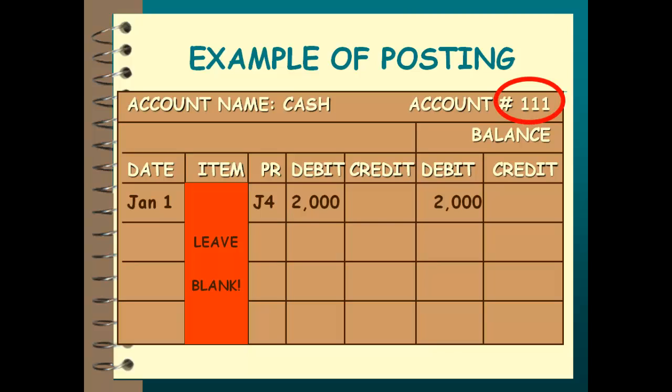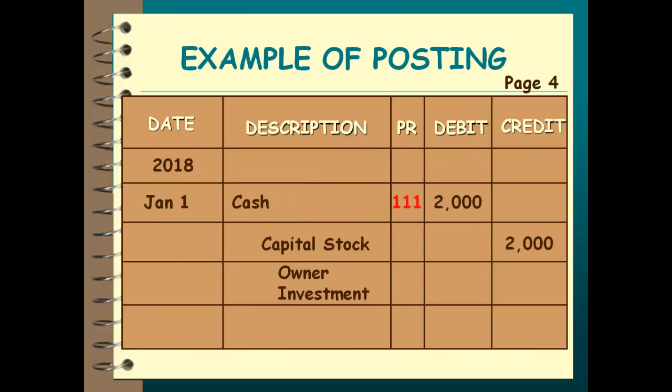Now notice, I just posted that to account 111. Do you see that? We're going to go back to the journal now and write ourselves a note so we know that we posted it. Let's go back to the journal, and in the PR column right there beside cash, I want you to write a 111. That tells me now that I have posted that debit.